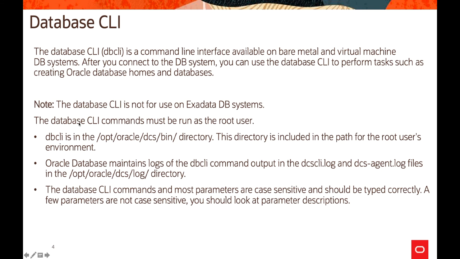The CLI has to be run by the root user and it is located under the /opt/oracle/dcs/bin directory. And by default, it is in the path in the root user's environment. It also maintains logs, and those logs are known as dcscli.log as well as dcsagent.log, and that is applicable with each command output, and they are stored under the /opt/oracle/dcs/log directory.